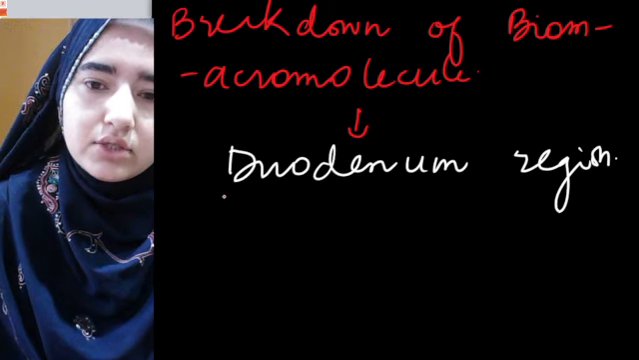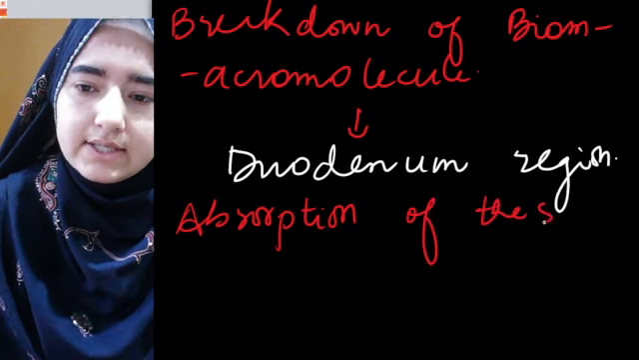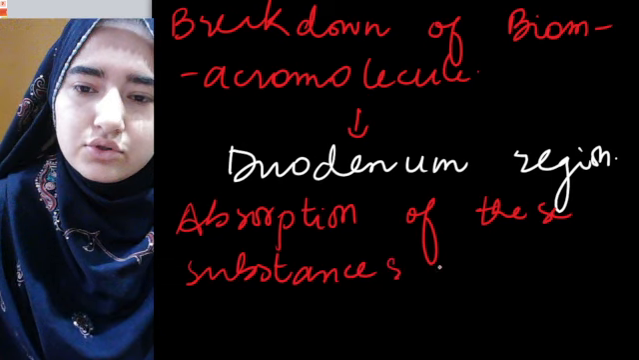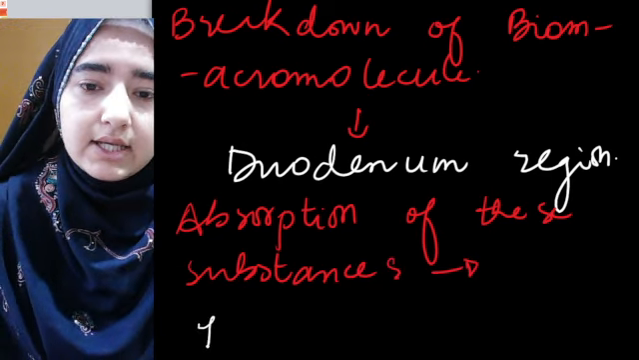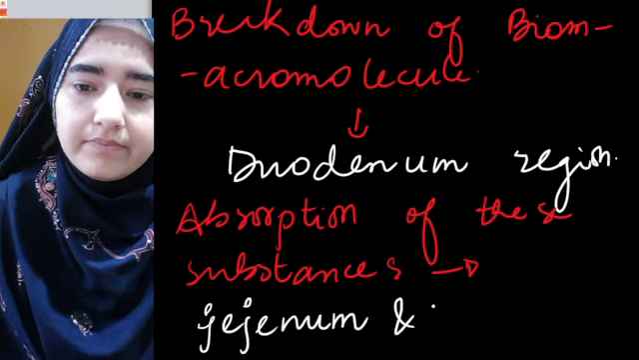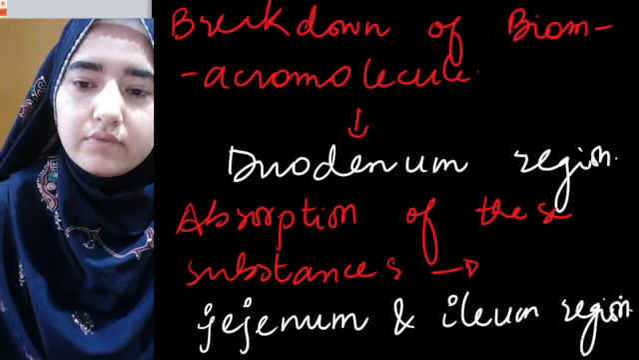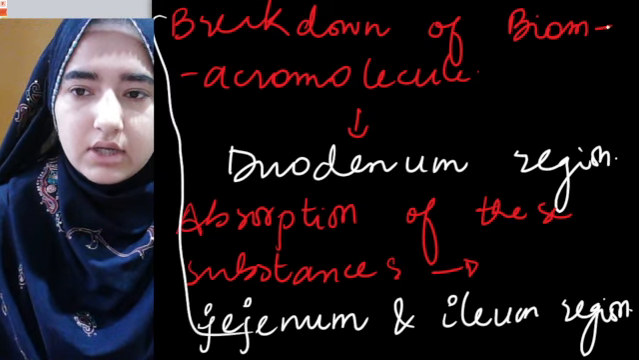And absorption of these substances took place where? It took place in the jejunum and ileum region of the small intestine. Jejunum and ileum region of the small intestine. Okay, I hope you really understand this.